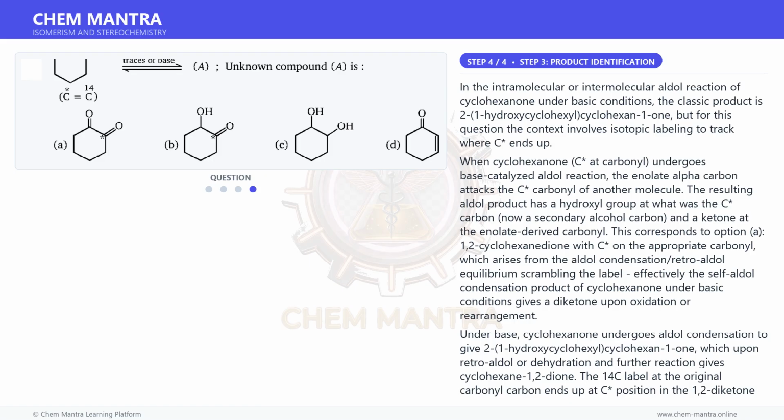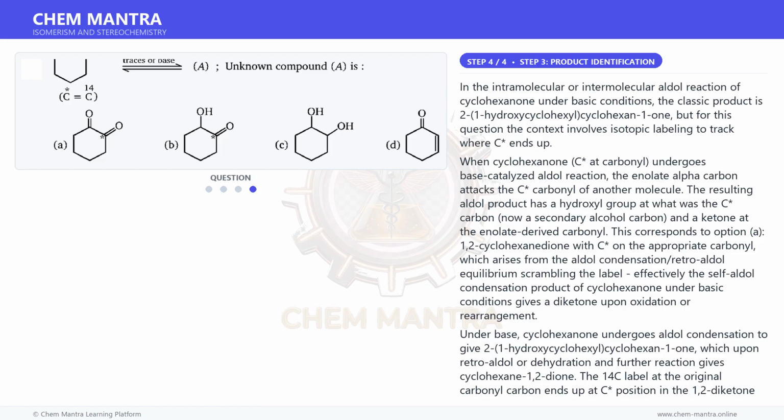C, 1,2-cyclohexanediol. This would require reduction, not base-catalyzed aldol chemistry. D, 2-cyclohexen-1-one. This is the dehydration product, aldol condensation, but it loses the label information and is not the primary product indicated. The answer, A.